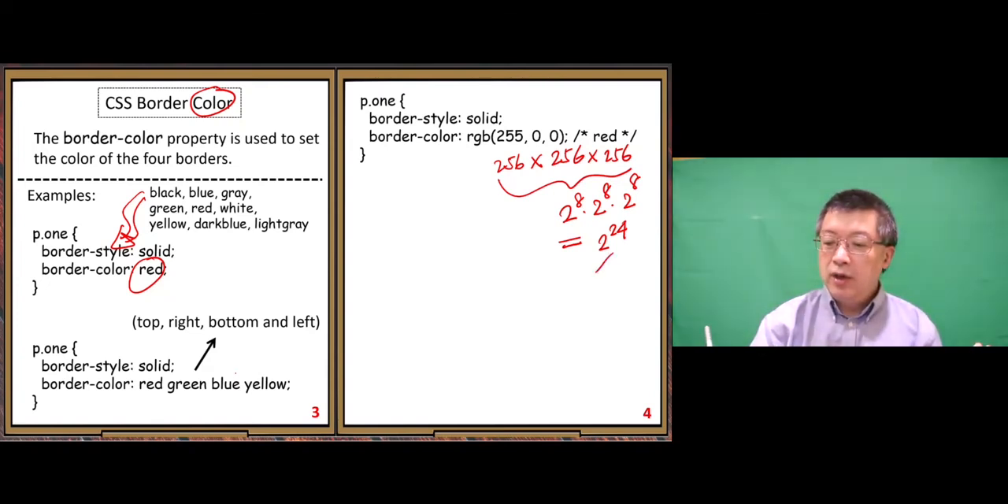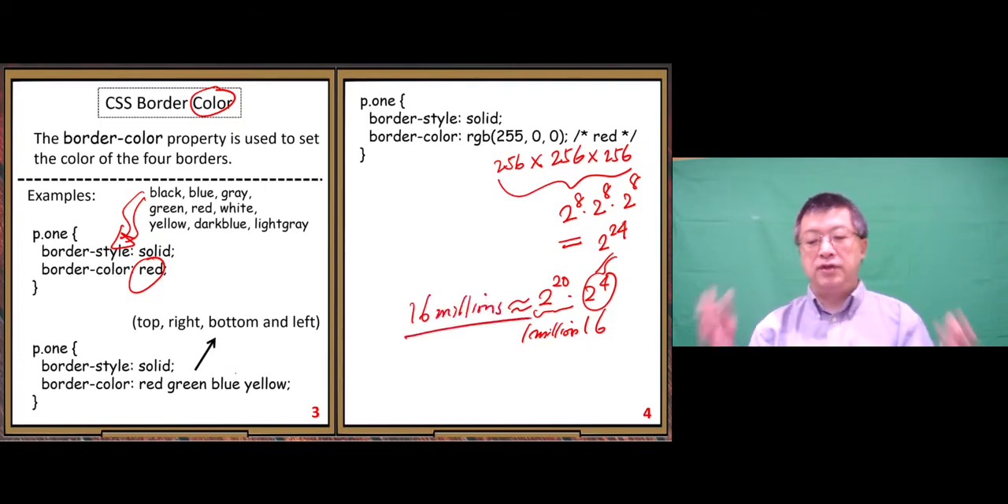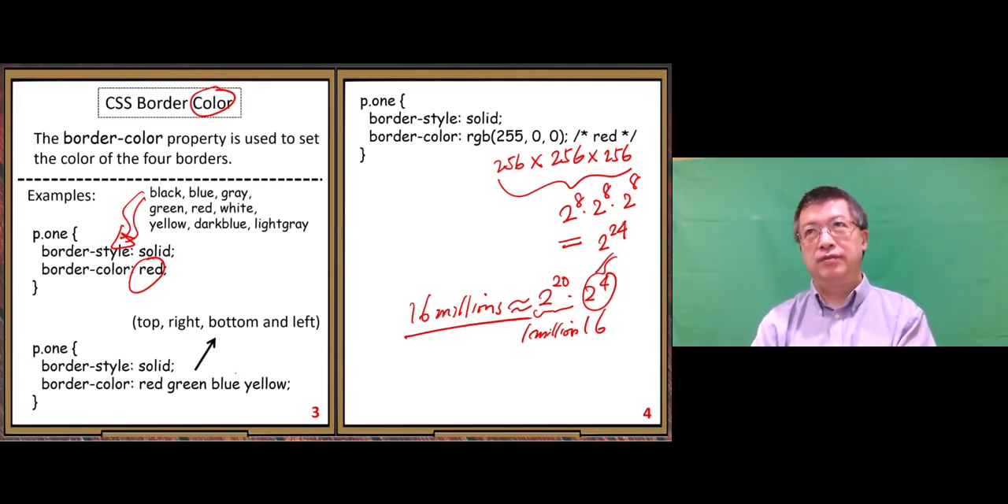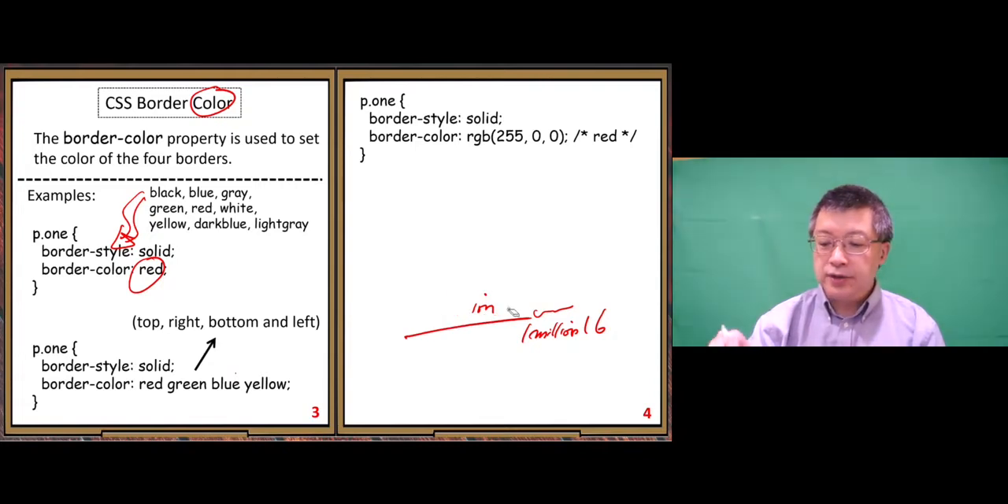This number is approximately equal to 2 to the 20th times 2 to the 4th. This is 16, and 2 to the 20th is close to 1 million. So about 16 million colors. That's the total number of colors in the world. That's the basic understanding of colors.